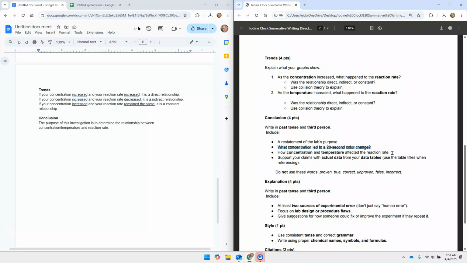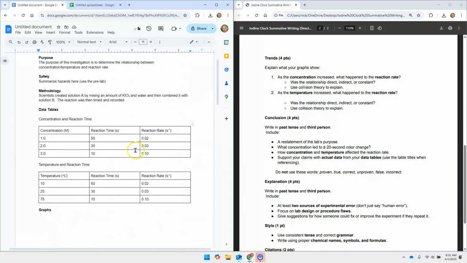Now, the next bullet point here says how concentration and temperature affected the reaction rate. So you want to support this using actual data from your data tables when you are explaining this. You kind of did this already in the trend section, but you want to use actual data. So if I go back and look at my data table, when the concentration was 1.0 molar, the reaction rate was 0.02. When the concentration increased to 3, the reaction rate was 0.1. So did it increase or did it decrease the reaction rate when I increase the concentration?